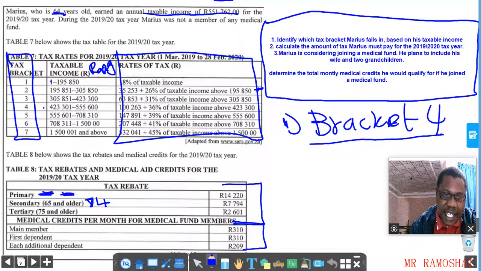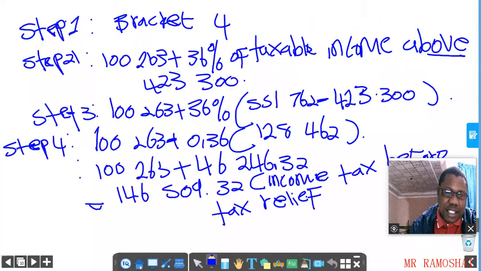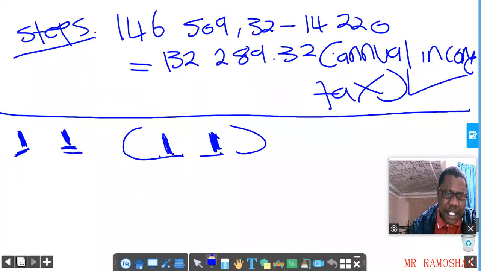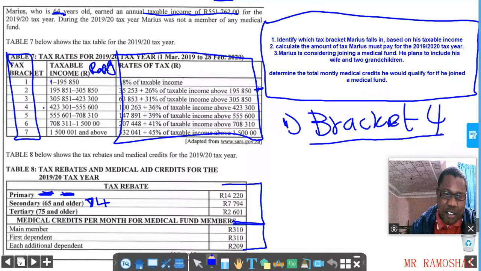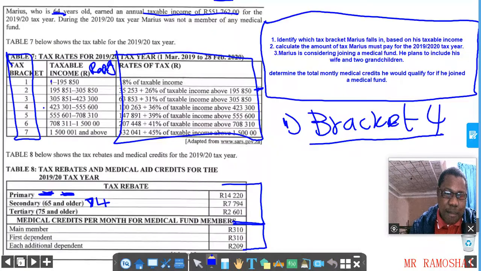Now let's check the table. What does the table say? The main member. So he's going to pay how much? What was this? 310? 310, yeah. He is going to pay 310 for himself, and then the first dependent. Who is the first dependent? It's going to be the wife. So how much will he pay for his wife? First dependent, he's going to pay 310 as well.